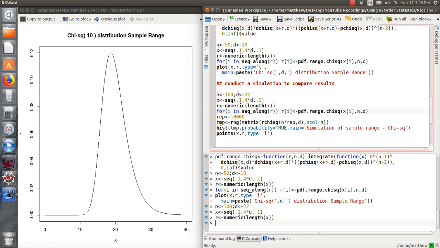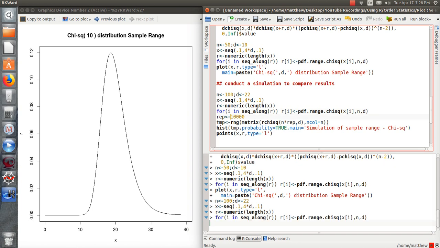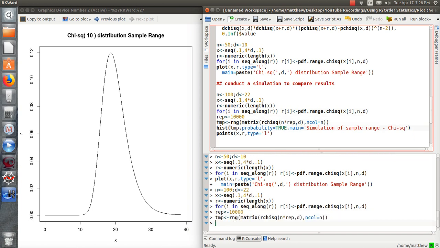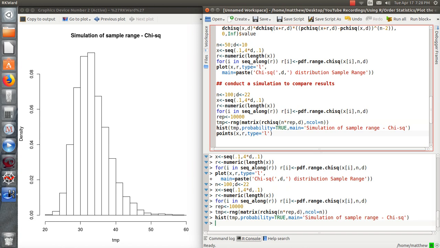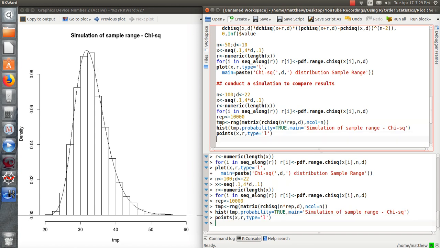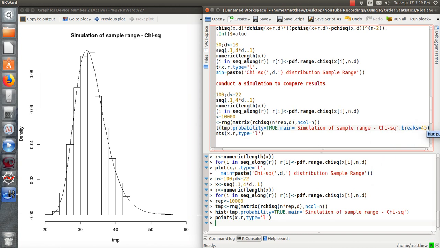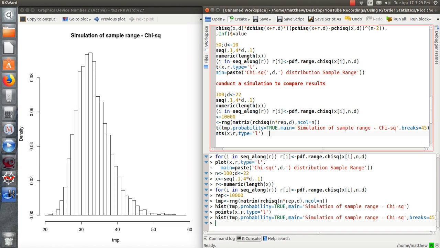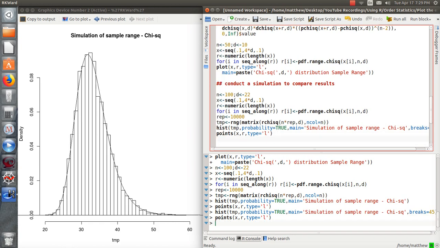So let's say sample size of 100, degrees of freedom 22. Let's create the range distribution, 10,000 reps. Look at a histogram, and then plot over the top of it the exact distribution for the sample range, and it's right on the money. So again here, let's add number of breaks. Let's say 45 again. That seemed to be a good number. And then we calculate the exact distribution right over the top of it. So that's pretty neat, pretty fascinating.